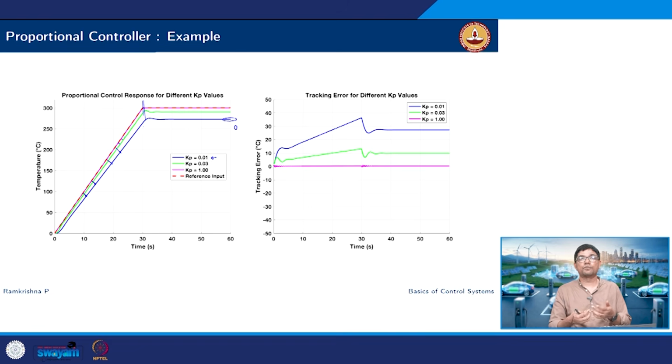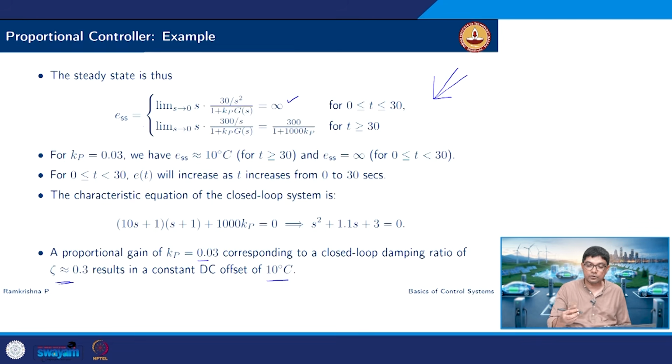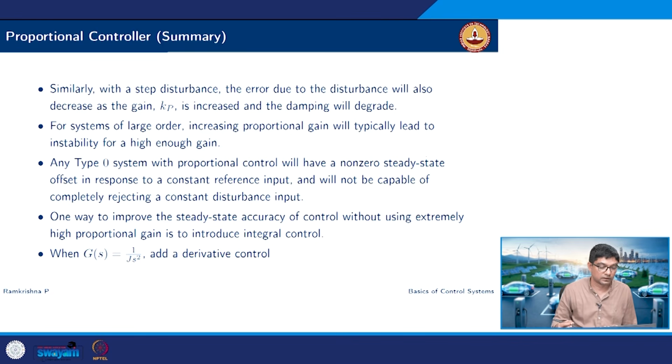A step reference for a type 0 system will have a constant steady state error, and that constant steady state error is given by this number over here. So, for Kp equal to 0.03, we can compute the steady state error to be 10 degrees Celsius. For times less than 0, because of obvious reasons of the type of the system, the steady state error will go to 0. So, this is how a proportional control works.